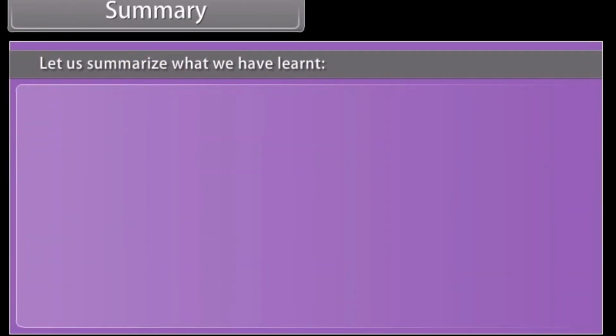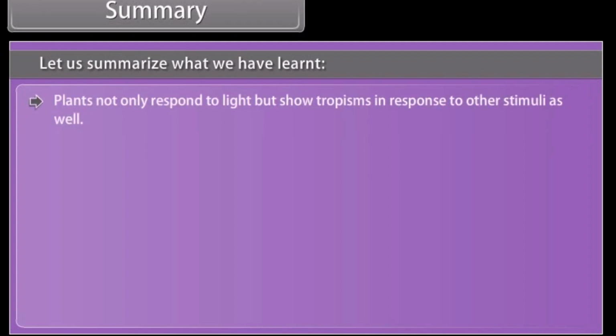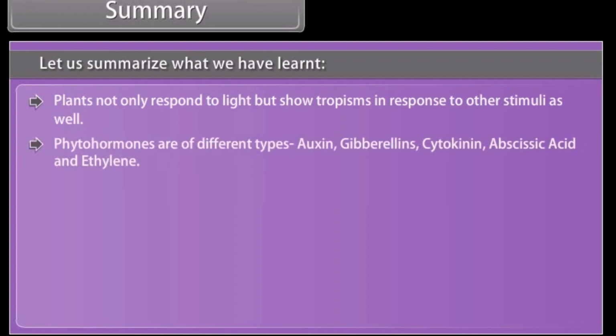Summary. Let us summarize what we have learned. Plants do not only respond to light, but show tropisms in response to other stimuli as well. Phytohormones are of different types: auxin, gibberellins, cytokinin, abscisic acid, and ethylene.